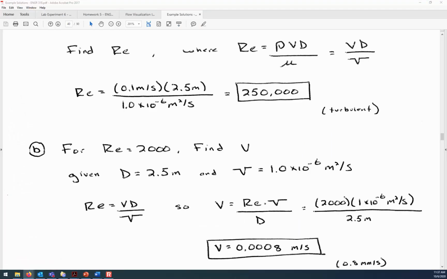All right, so if we want to see laminar behavior, how slow is the velocity going to need to be? Since this is such a large diameter pipe, it turns out that it is indeed going to have to be a very, very low velocity. 0.8 millimeters per second.